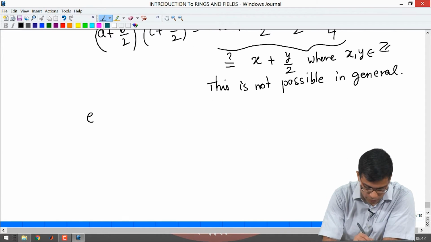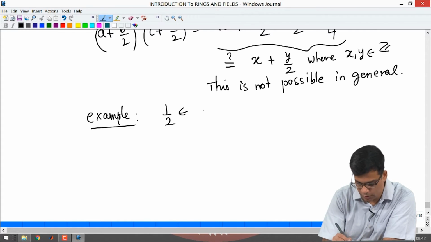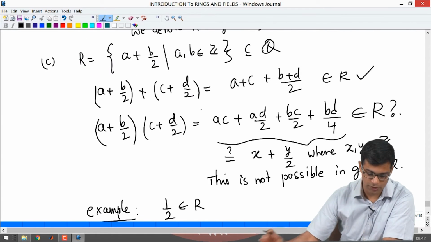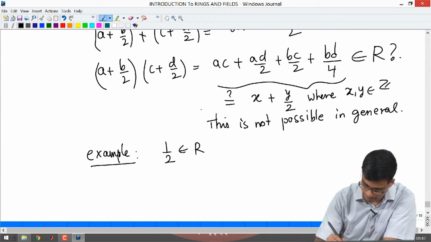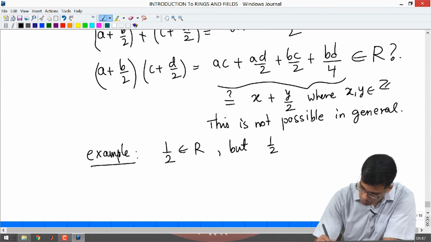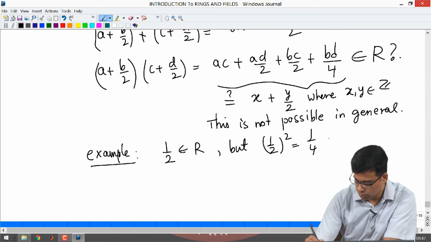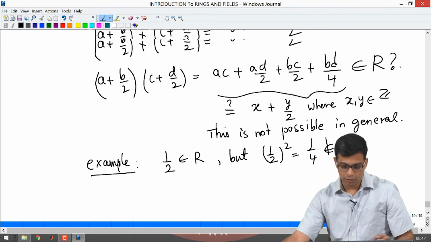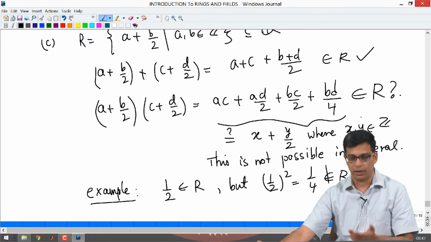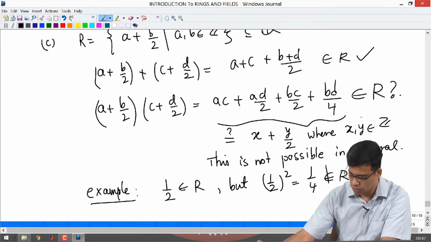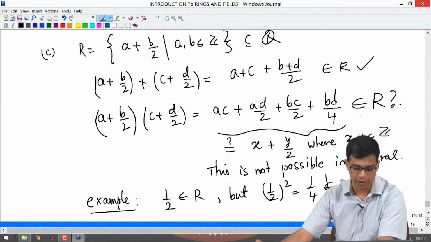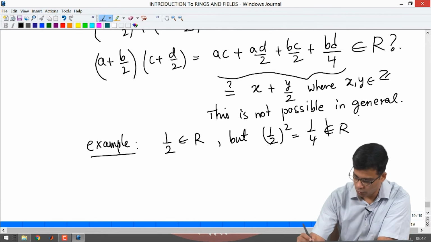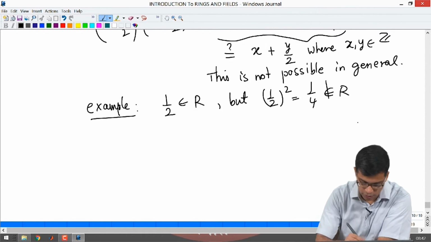So, example. 1 by 2 is in R, right, because 1 by 2 is of the form 0 plus 1 by 2, but 1 by 2 squared, which is 1 by 4, is not in R, right. If R is a ring, 1 by 2 squared is supposed to be inside R also, but 1 by 4 cannot be written as a plus b by 2, that is very easy to check. 1 by 4 is not in R, so R is not a ring.